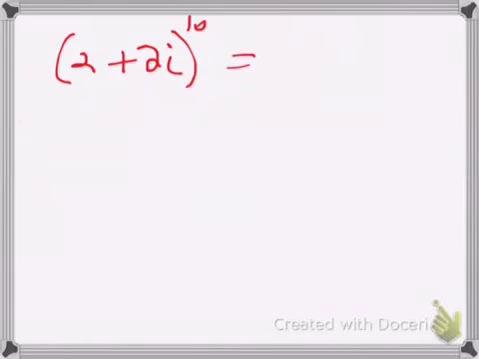So if you change your calculator to complex mode, a plus bi mode, then you go back to the home screen and type in 2 plus 2i to the 10th. It tells you that the answer is 32,768i. Right? Okay. Hey, that's really easy, right?